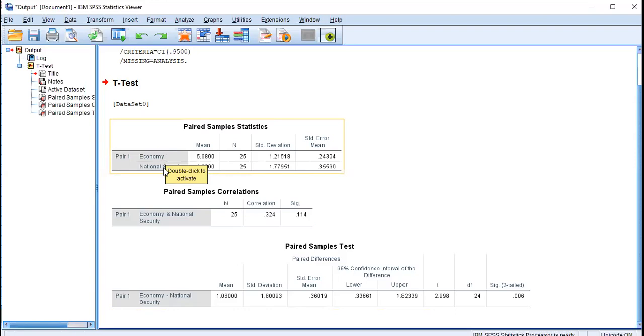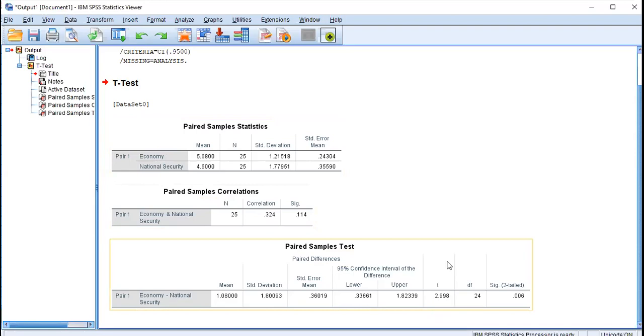Had we placed national security as 1 and economy as 2, national security would have become the numerator and economy the denominator. In that case, the value of t would have been negative. But that doesn't make a difference, and therefore there is nothing called plus or minus in the case of t. We simply have to write the value of t, nothing like plus or minus after it. So here the value of t happens to be 2.998, which is quite high.